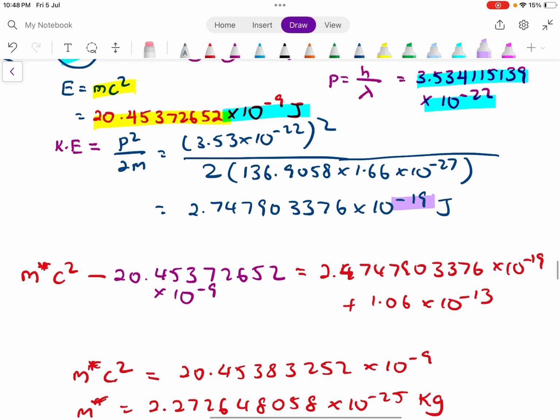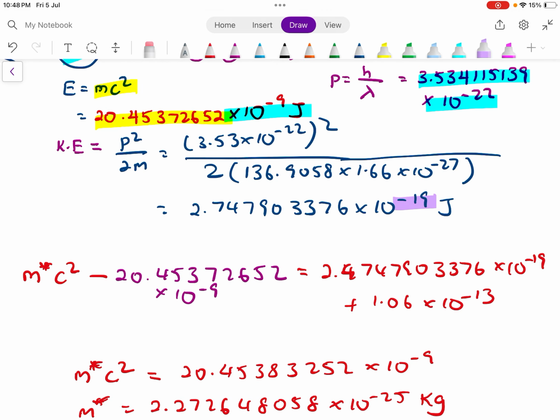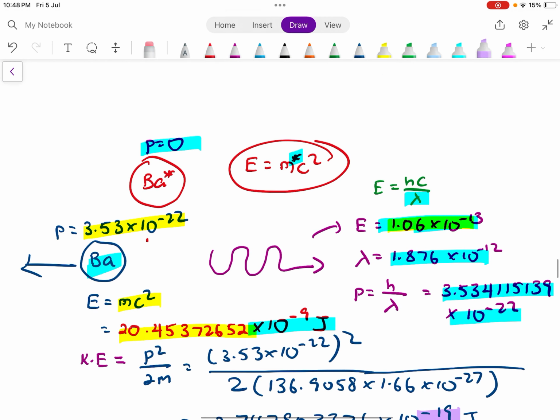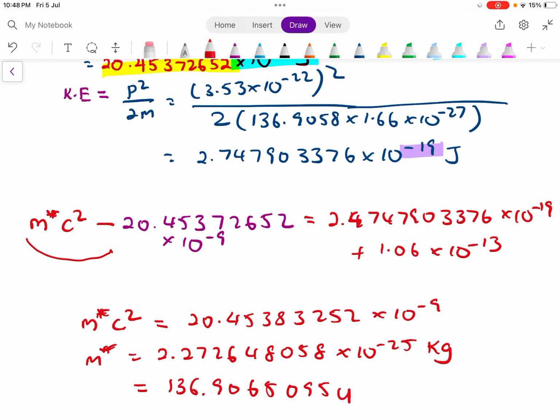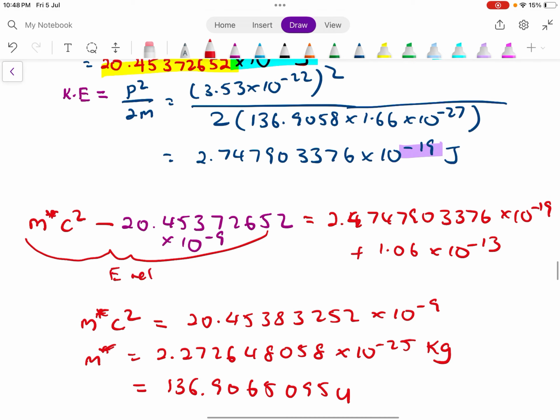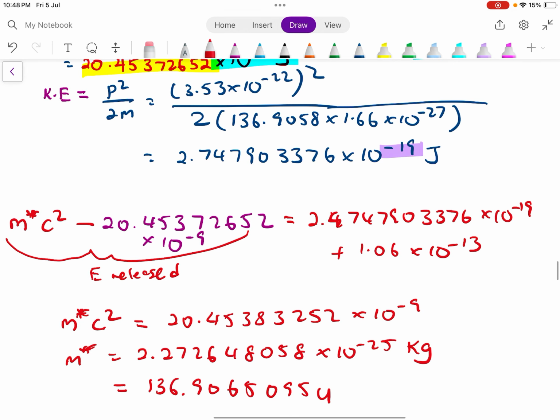So let's determine the energy release in the decay. How do I determine the energy release? Very simple. You simply use the rest mass energy of your excited barium minus the rest mass energy of your de-excited barium, so it's m star c square minus mc square. This will give you the energy release. This energy release is in the form of the kinetic energy of the de-excited barium and the energy of the gamma photon.